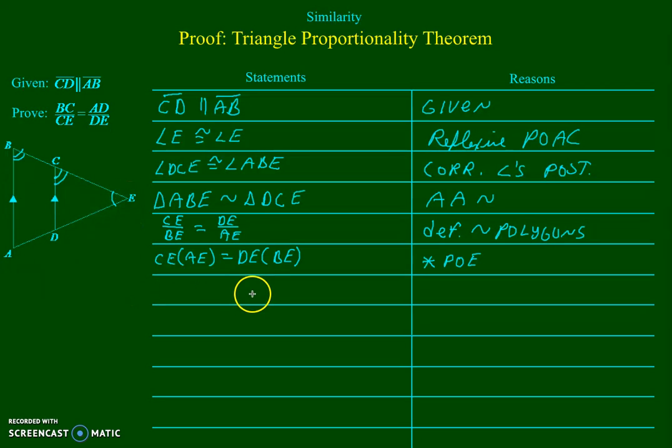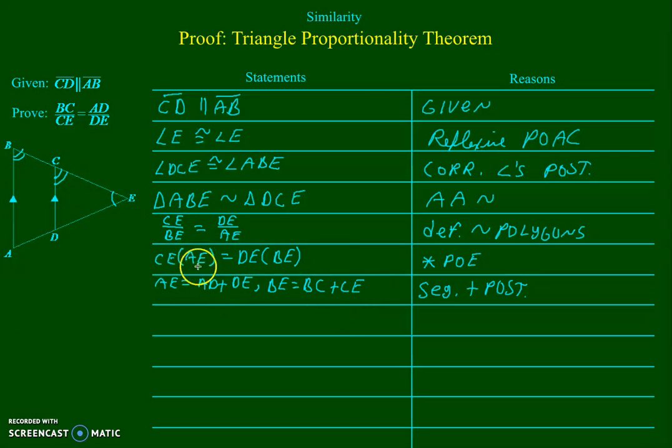So we're going to write that here, and we know that BE is BC plus CE. So let's go ahead and write that in. So now we have AE is AD plus DE. BE, this whole segment, is BC plus CE.